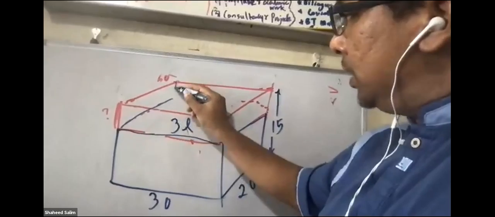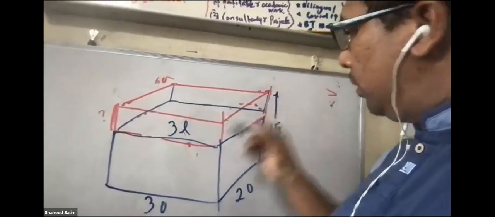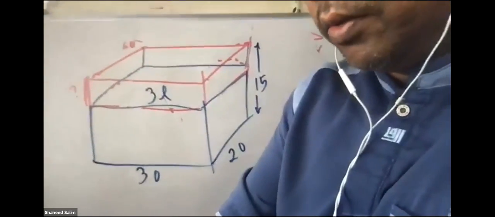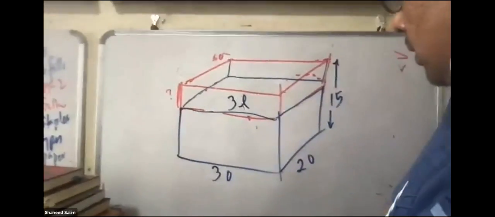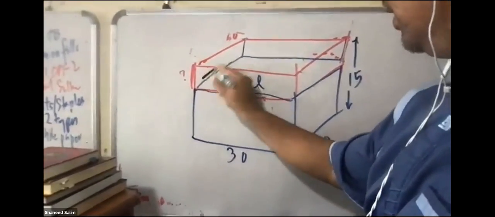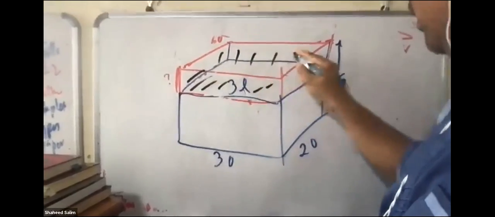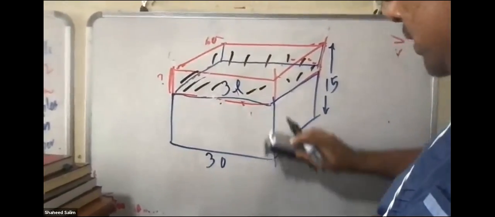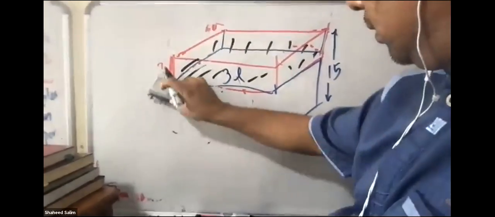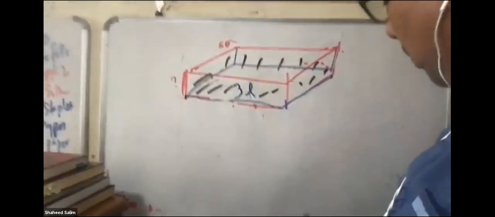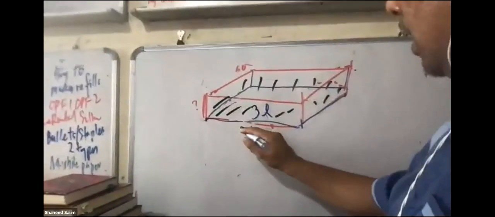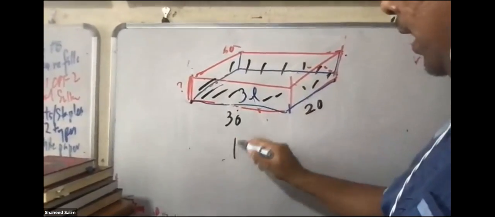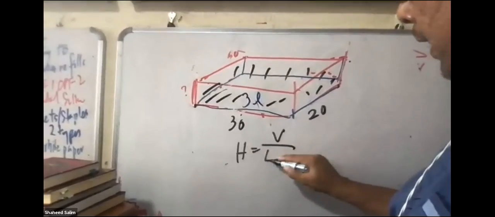So that means, imagine the water now that is in black color. I will use black color. This one now, the black one here, this is 3 liters. I rub off this one first. Don't worry about the 15. This is 3 liters. Down here is 30, down here is 20. So you find the height. How to find the height? Height equals volume over length times breadth.